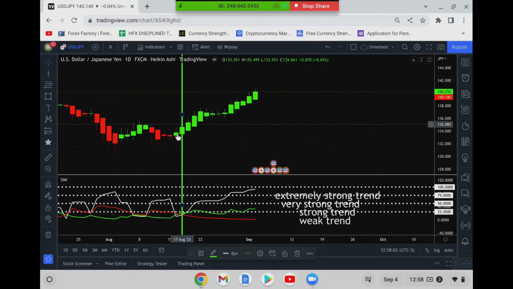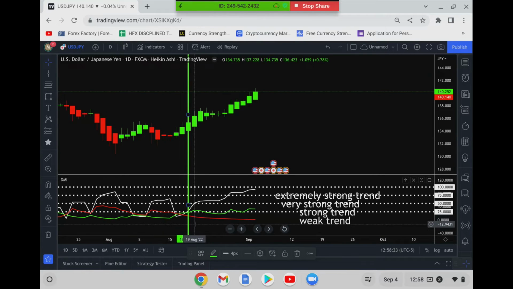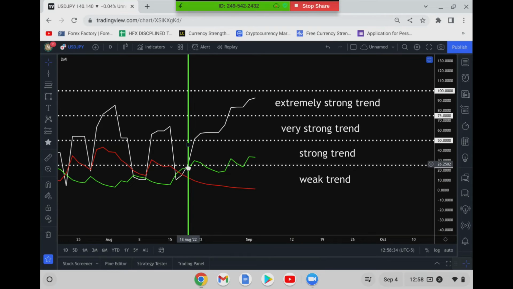But if we're just going according to our DMI, we would have wanted to wait until we saw our white ADX crossing above our 25 dotted line before we even got in for this buy. And as you guys can see, that actually happened on the next candle here. Once this candle closed, if I zoom in on the DMI, you can see that the ADX had already crossed above the 25. And since the candle closed there, that was our indication that this was a strong buy trend.